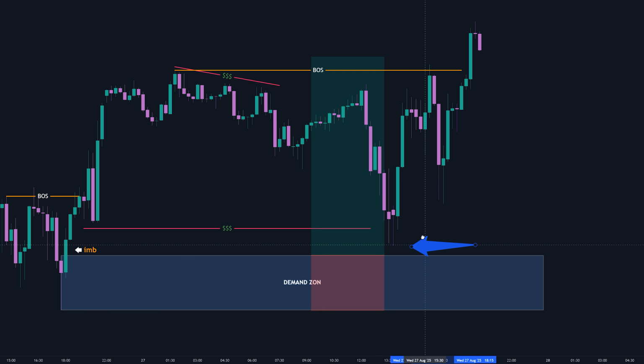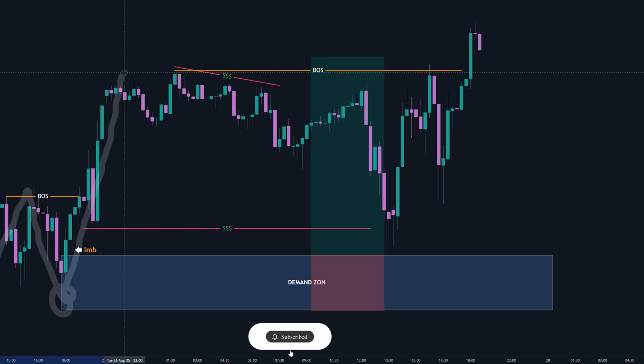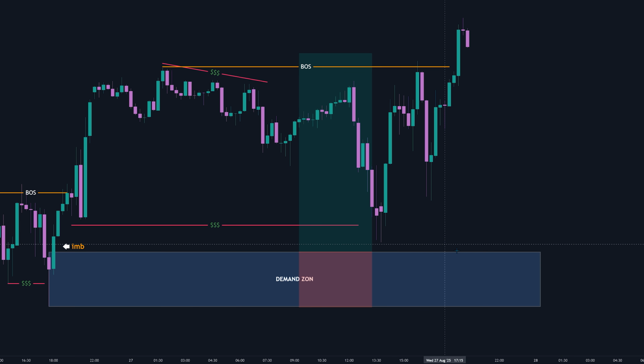Here's the mistake many traders make. They ignore the fresh demand zones created under that low. But right here, a high-quality demand zone was formed. Why is it high quality? Because it not only broke structure, but also collected liquidity at the same time. That makes it very powerful.